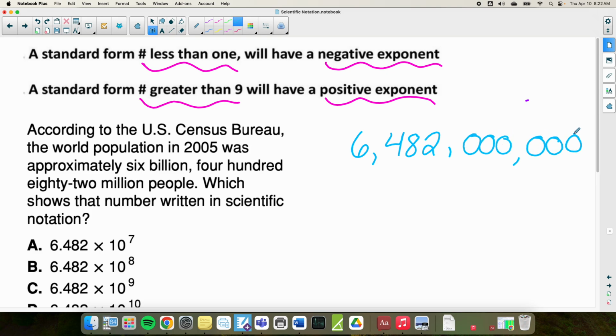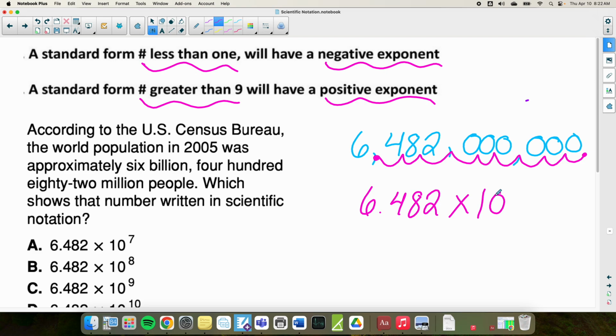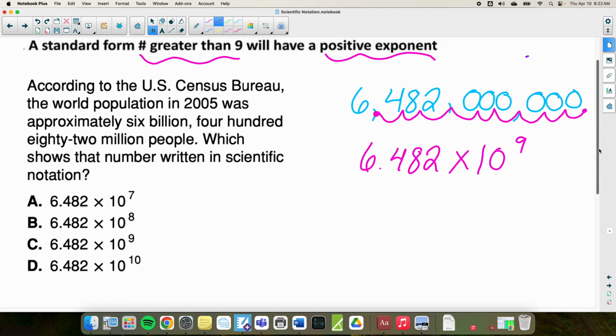Alright, now we need to put that in scientific notation. So our decimal currently is right here. So I'm gonna move that 1, 2, 3, 4, 5, 6, 7, 8, 9. And I stop when I have one digit to the left of my decimal. And then when I write that, it would be 6.482 times 10. I moved it 9 places. It's a big number, so it's gonna be positive, okay? So that is which one, C?